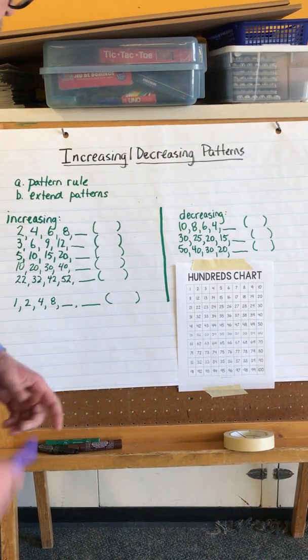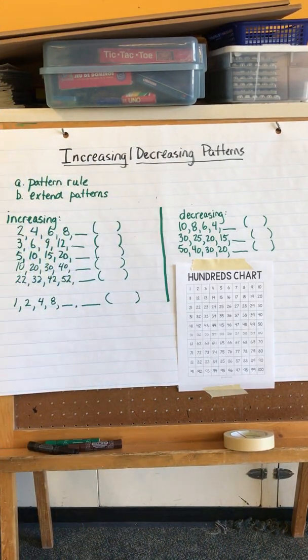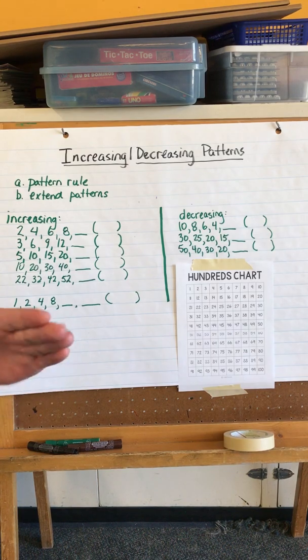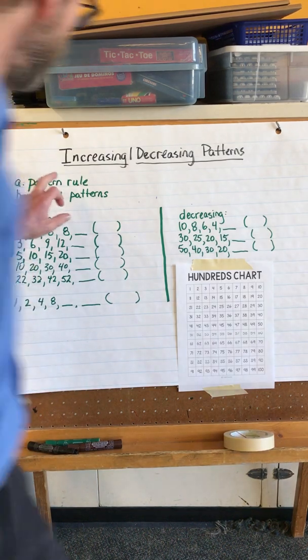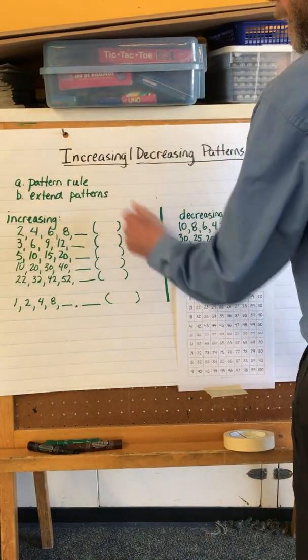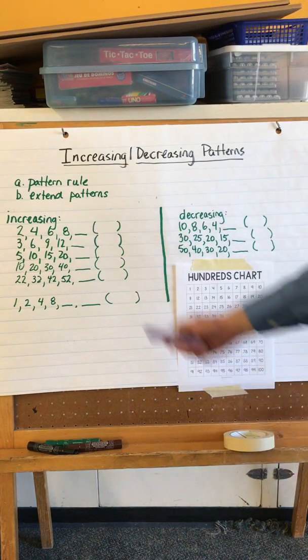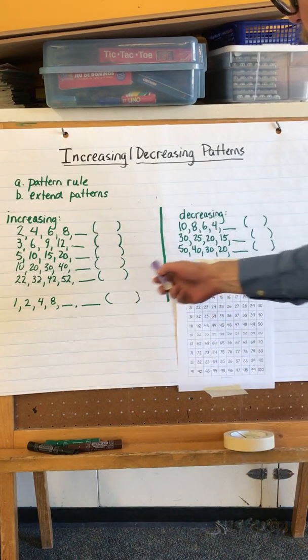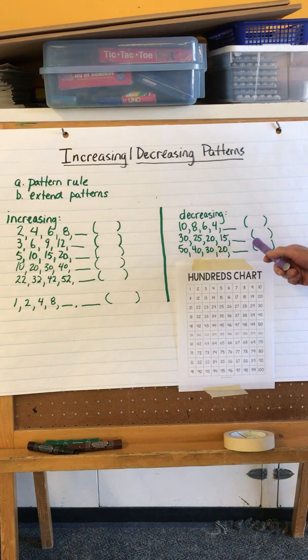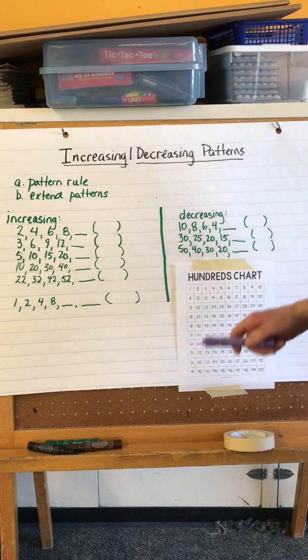Okay, friends, increasing and decreasing patterns. Now, in this lesson, we're going to have to do a couple of things. We're going to identify pattern rules, and we're going to extend patterns. So, increasing patterns should be familiar to you. We've done this before. It's skip counting, and I'll go over that really quickly as a review. It's decreasing patterns we haven't done before that'll be a bit new, so I'll go over that here.